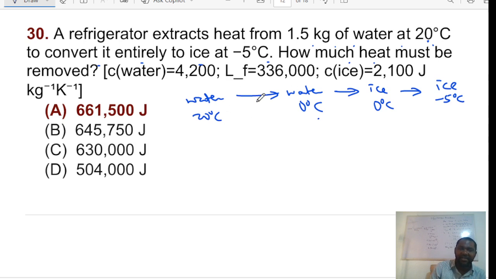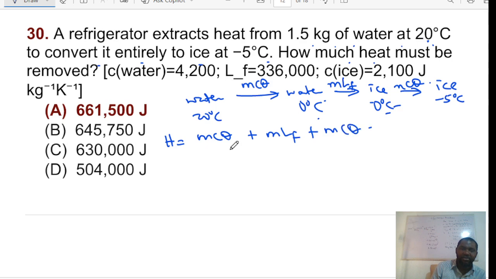The heat involved here, since there is a change in temperature, is MC theta. The heat involved here, where there is no change in temperature, is ML, here the latent heat of fusion. And the heat involved here, since there is a temperature change, is MC theta. Remember that the mass remains the same across. So the total heat is going to be MC theta plus MLf plus another MC theta. The only difference is that this is water while this is ice.